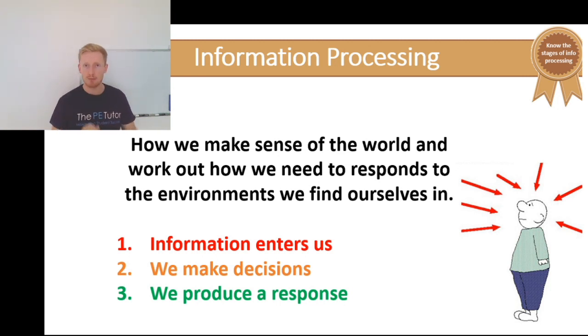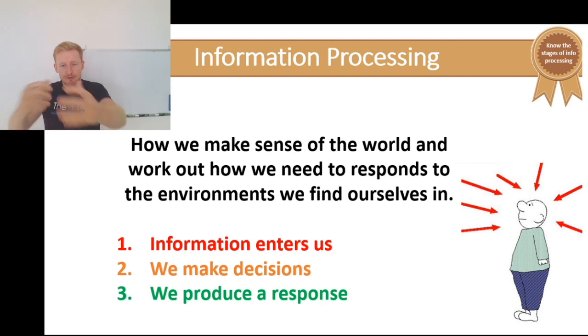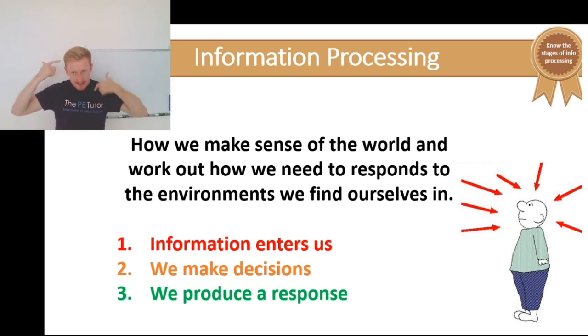So information comes in, we then make decisions based on that information to produce a response. So if, for example, I was to throw a virtual tennis ball through the screen at you, you would see me winding up a throw. You would see a tennis ball come towards you, I should say. And as you see that, you make a decision to either dodge out of the way or to hold up some arms or hands to be able to produce a catch. Information has entered your body, you've made a decision, and you've then put that decision into action. You've produced a response.